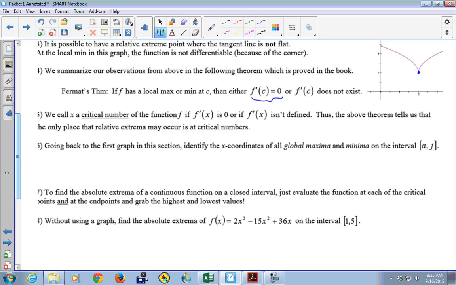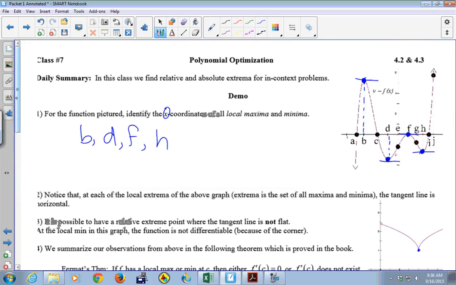So if I go back to the first graph of this section, I want to identify the x coordinates of all global maxima and minima. That is the very highest spot on the closed interval from A to J. Okay, so just going to erase some stuff here. All right, so I'm looking from A to J. What is the x coordinate of the very highest point in that entire interval? J. This point is the very highest point on that interval. It happens at the endpoint J.